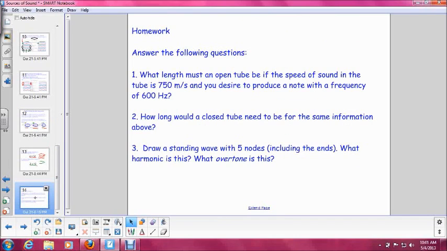So your homework for tonight is to answer these 3 questions. Number 1, what length must an open tube be if the speed of sound in the tube is 750 meters per second, and you desire to produce a note with a frequency of 600 hertz? Number 2, how long would a closed tube need to be for the same information above? So use all the information from number 1 and find the length of a closed tube to have that happen. And 3, draw a standing wave with 5 nodes, including the ends. What harmonic is this, and what overtone is this? So do your best on these and have them ready to hand in the next time you come to class.